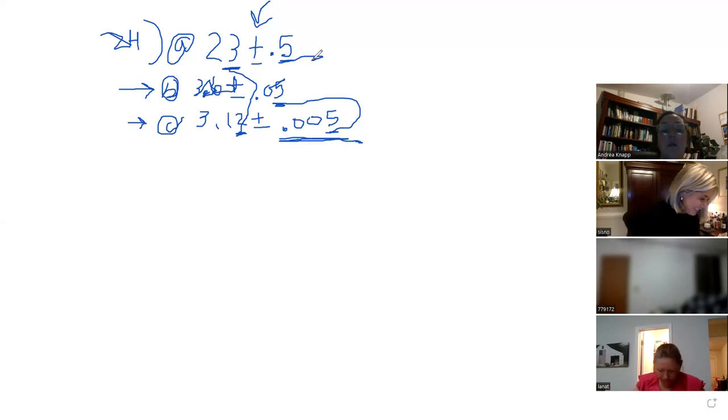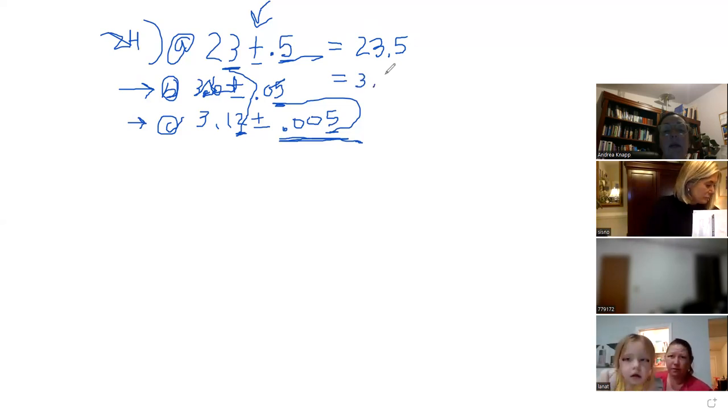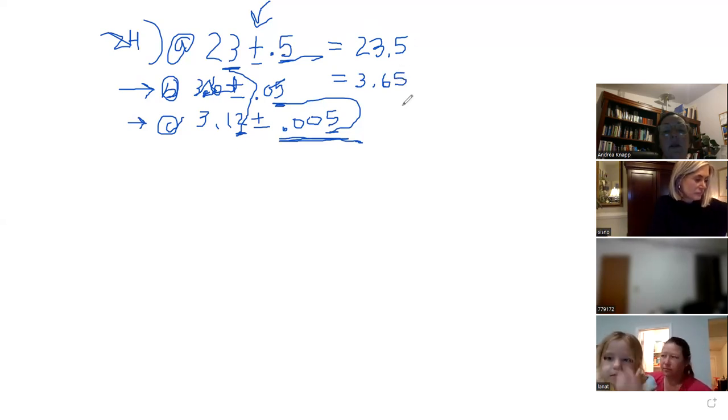So the range is plus or minus, but the greatest one is if you just add half of the unit. So half of 1 is 0.5. Here we would have to add half of a tenth, making it 3.65. And here you'd have to add half of a hundredth, making it 3.125.